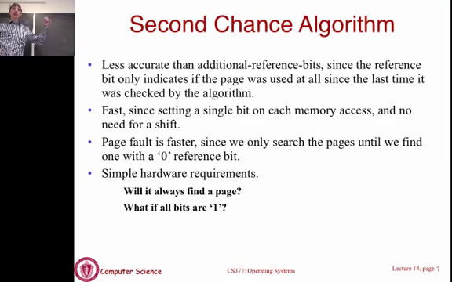So, the second chance algorithm is not as accurate as the scheme where we have a multi-bit timestamp, because this is even more of an approximation. This is the coarsest way to do a timestamp, just having 2 values. But what we get for that is only having to manage 1 bit. So we can do this in memory.